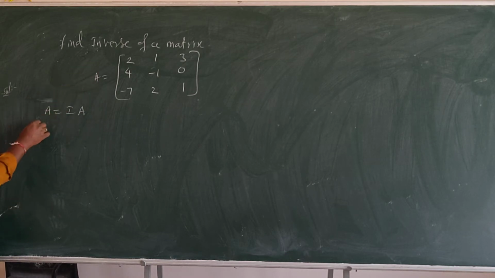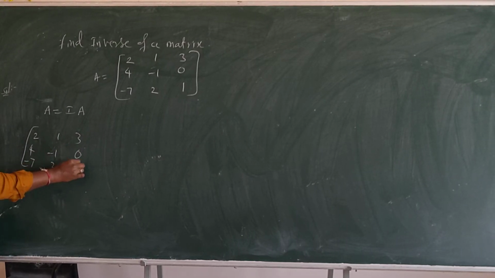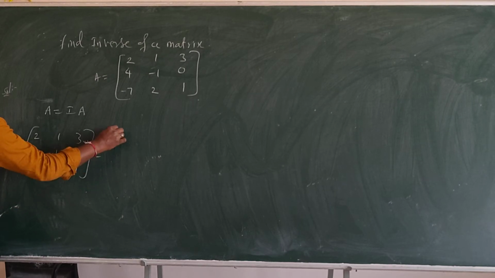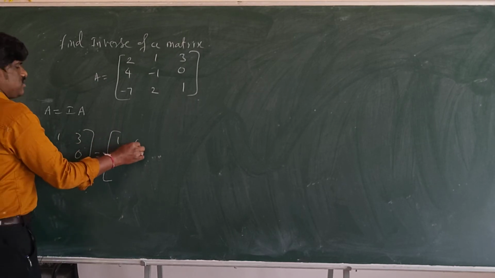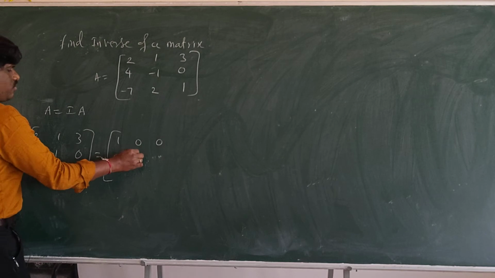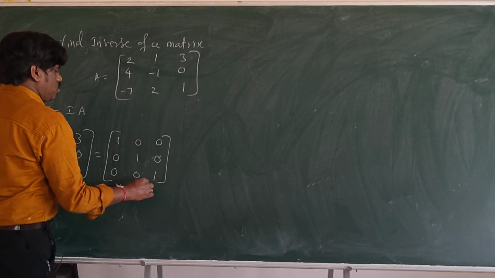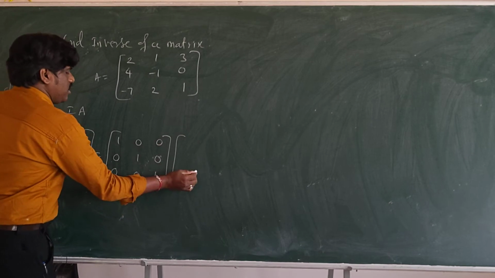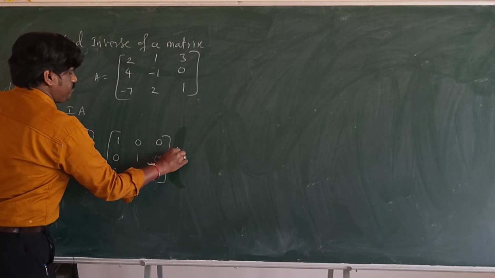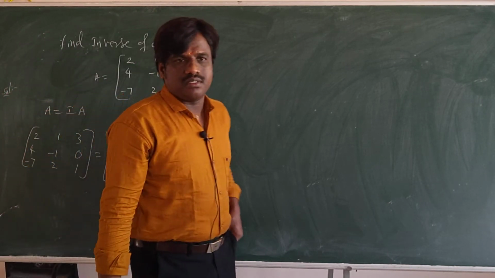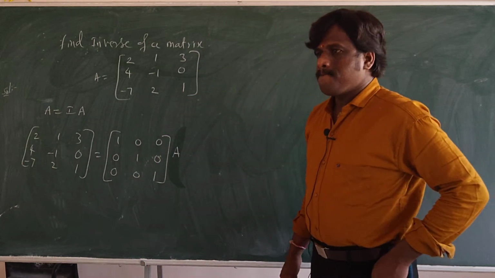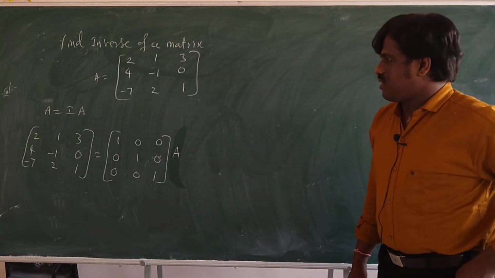After that, A is what here? 2, 1, 3, 4, minus 1, 0, minus 7, 2, 1 is equal to I, and I is 1, 0, 0, 0, 1, 0, 0, 0, 1, into A. On the right side you have to keep A as A. Right? After that, what do you have to do?